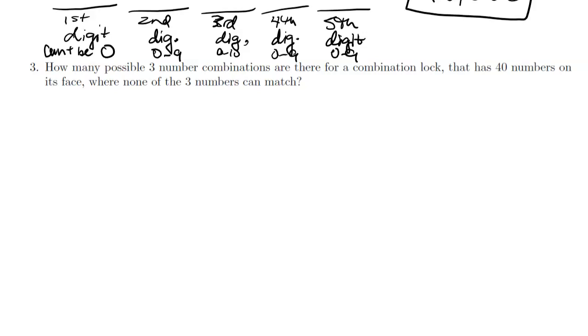All right, back to our worksheet again. I'm excited because this is one of my favorite questions, because we get to answer the question about that combination lock. So how many possible 3-number combinations are there for a combination lock? It has 40 numbers on its face where none of the 3 numbers can match.